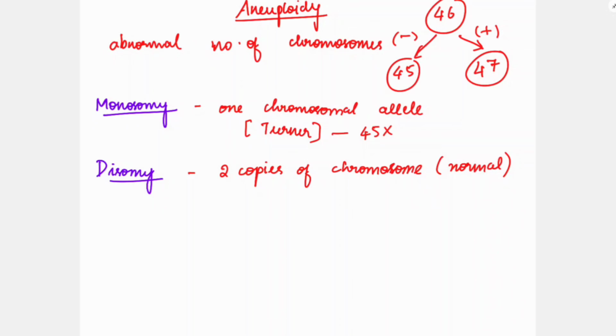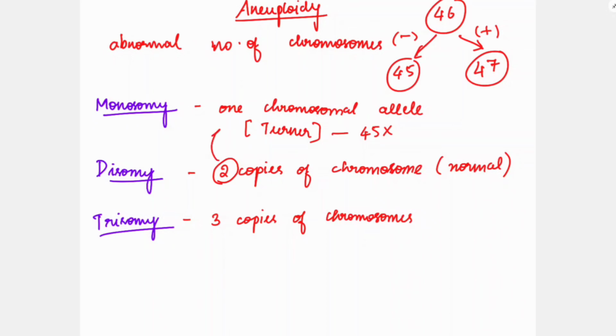The next type is trisomy. In trisomy, there will be presence of three copies of chromosomes. Normally, there will be two. If one gets reduced, we call it monosomy. If one gets added, we call it trisomy.